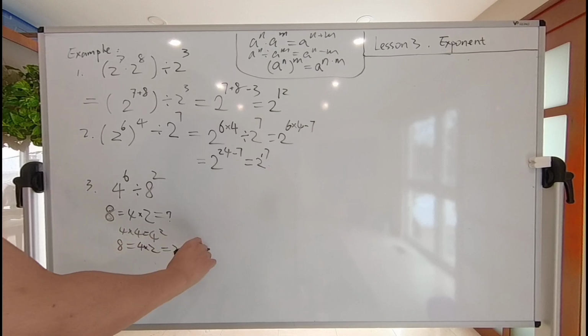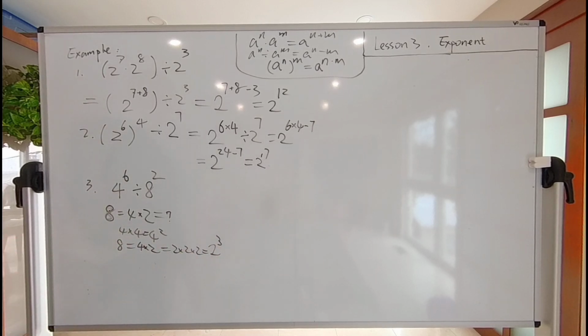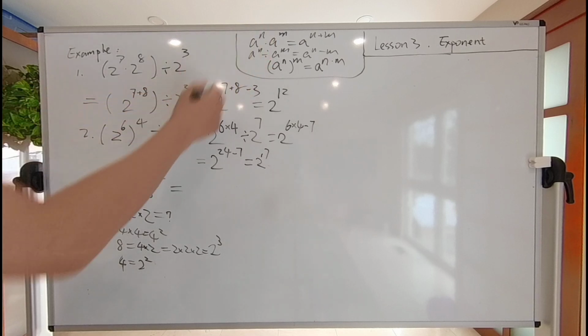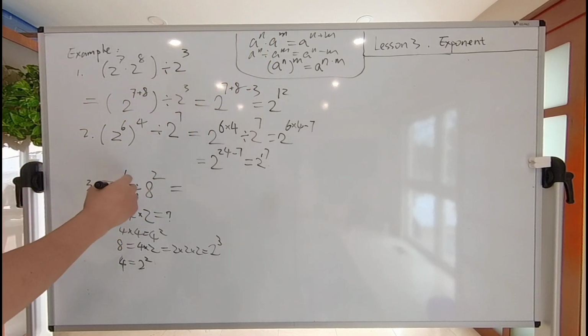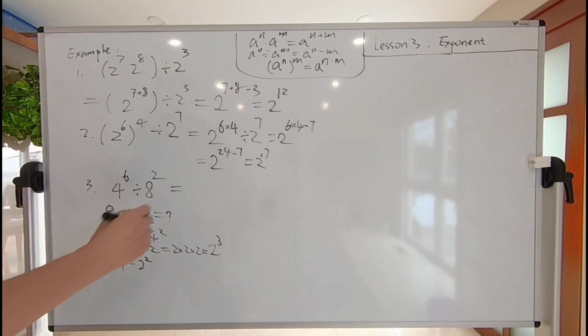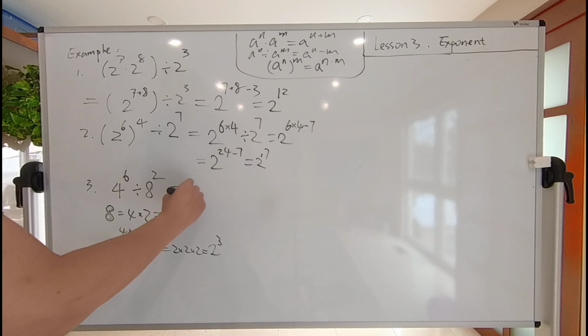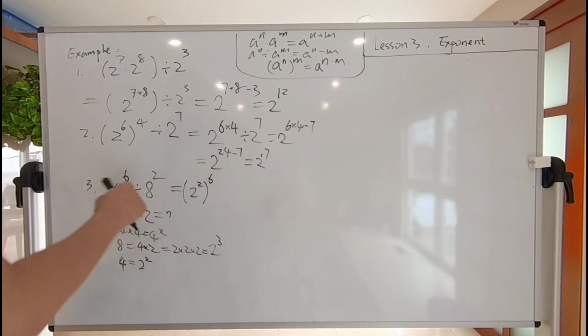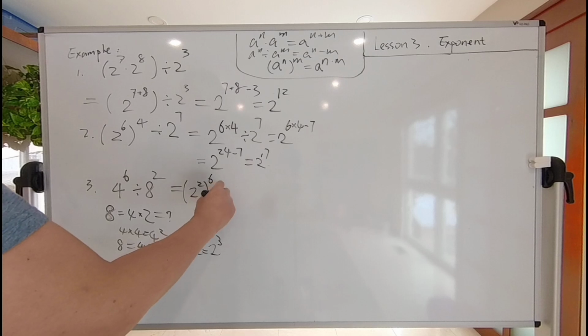So the number 8 is really just 2 to the 3rd power, right? And 4 is a perfect square of 2, which is 2 squared. So before applying any such rules, we can first convert the base numbers into the equivalent base. So 4 is replaced by 2 squared, but the 6th power should still stay here.